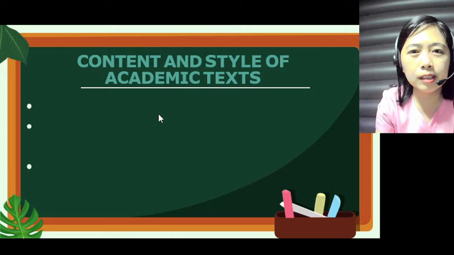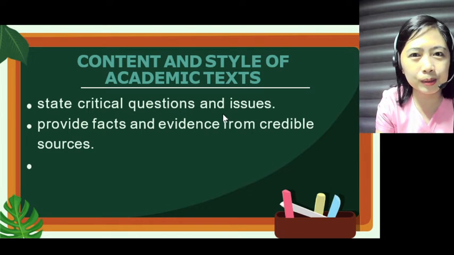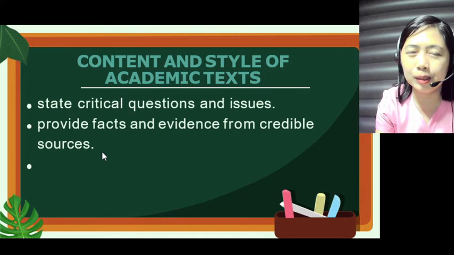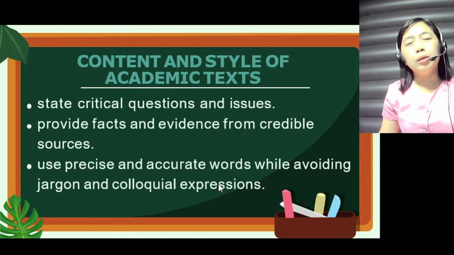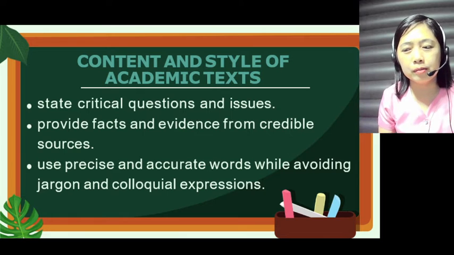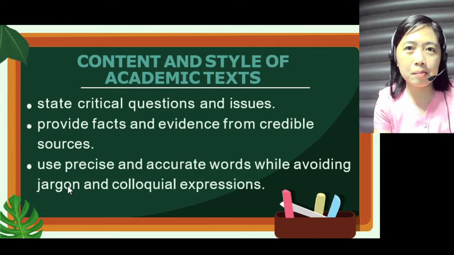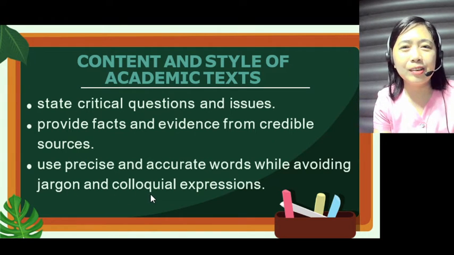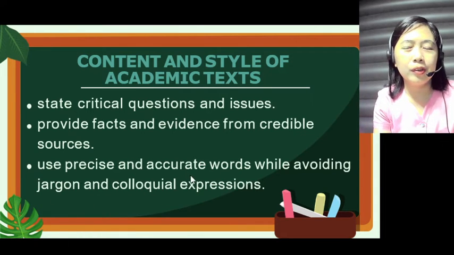Okay. So these are the content and style of academic texts. Okay. It states critical questions and issues. Okay. Provide facts and evidence from credible sources. So this is what I'm talking about. Use precise and accurate words while avoiding jargon and colloquial expressions. So for academic text, okay, it's always the formal writing. Okay, formal language. Kita rin na kay baw sa language, no? Okay, so ato nang i-avoid. Pwede ni siya sa non-academic. Sa academic, it's always formal. Okay, you can't be casual.